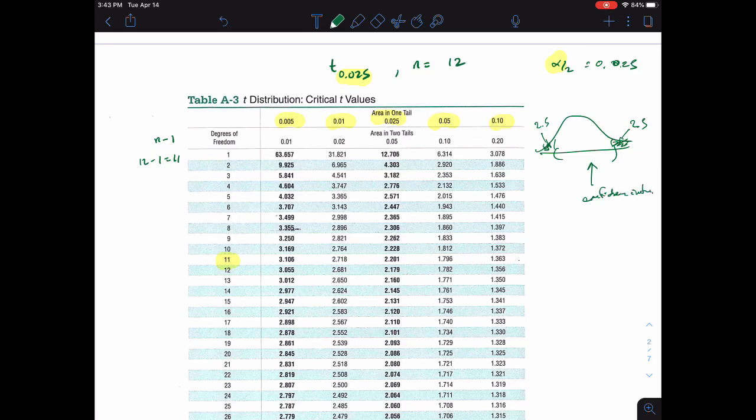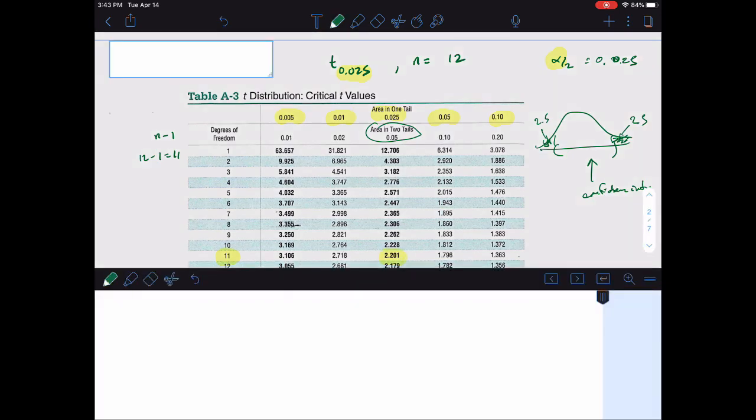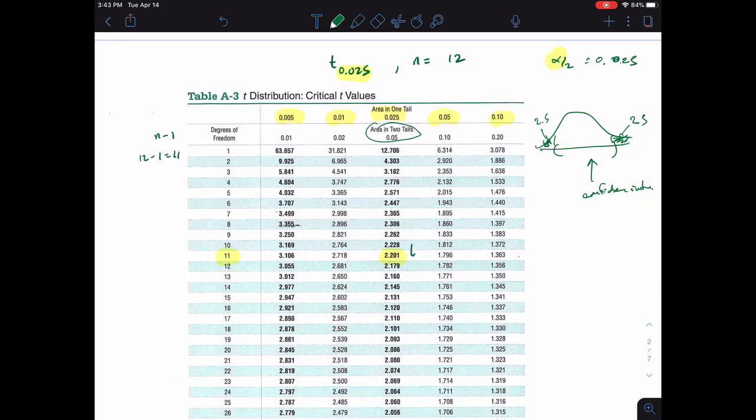So the area in one tail would be 0.025. The area in two tails is 5%, which is alpha itself. So that's probably the step that sometimes confuses students, how to determine it from the chart there. So we go down, and that will be your critical value there. So that itself is the T of 0.025. Okay, so that's using the chart.